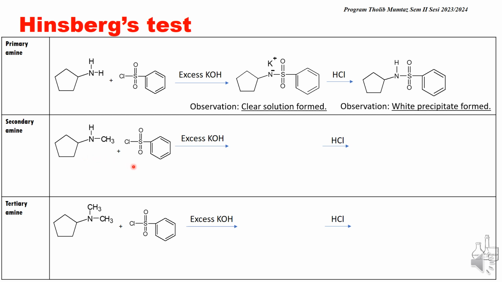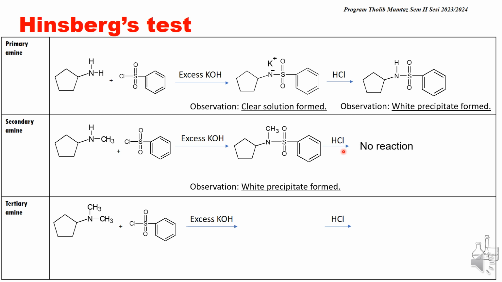Next, we go for secondary amine. Same process. In the first step of Hinsberg's test, the amine reacts with benzene sulfonyl chloride in the presence of excess KOH. Again, hydrogen from the amine will be attached to the chlorine from benzene sulfonyl chloride to eliminate HCl. The remaining structure will form a bond, and this structure is going to be white precipitate formed. Next step, upon acidification with HCl, there will be no reaction. Therefore, your observation will be white precipitate remained unchanged.